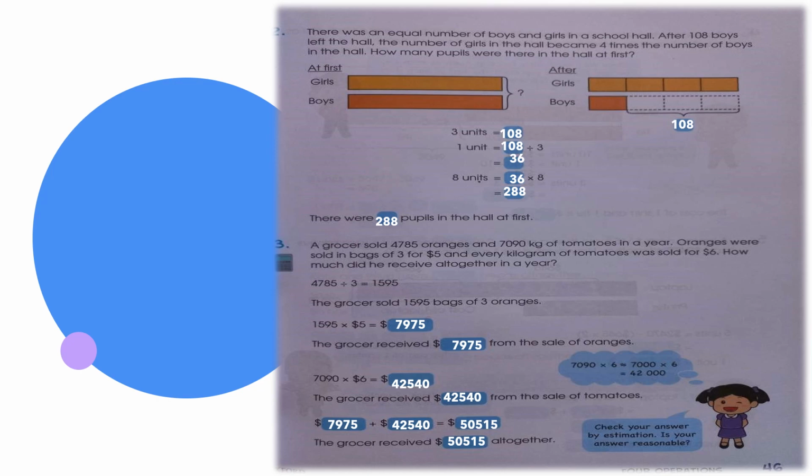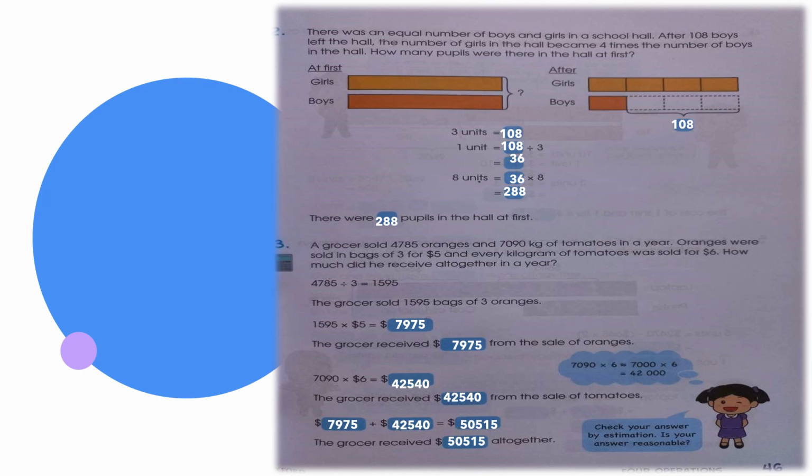Now come to the tomatoes. The calculation is very straightforward here because tomatoes were sold in kg and the grocer sold tomatoes in kilograms as well. So we are going to simply multiply 7090 by its cost, which is $6, and we get the answer 42540. This is the amount the grocer earned by selling the tomatoes.